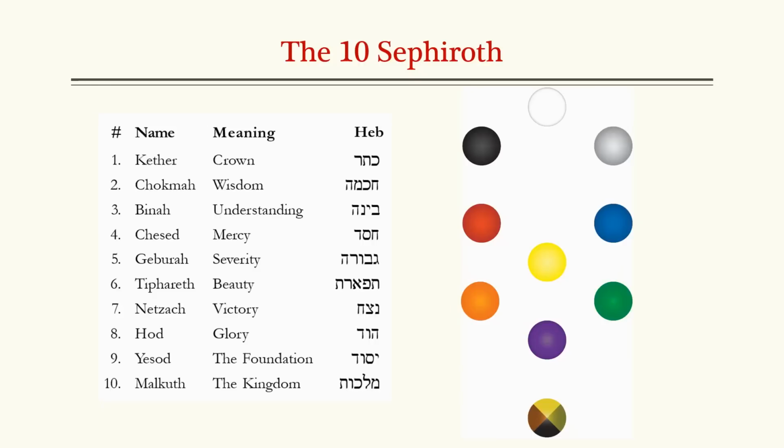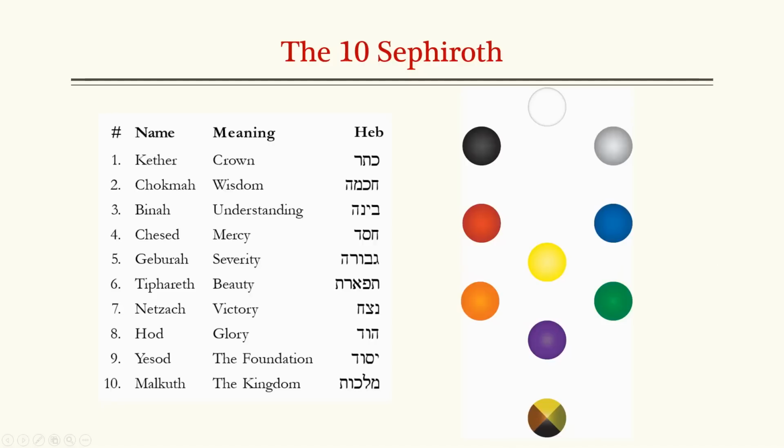On the left, you see the 10 names of those 10 spheres, going from white, Keter, the crown; gray, Chokmah, wisdom; black, Binah, understanding; Chesed, the blue one, mercy; red, Gevurah, severity; yellow, Tiferet, beauty; green, Netzach, victory; orange, Hod, glory; purple, Yesod, the foundation; and the four citrine, olive, russet, and black, Malkut, the kingdom, which borders on the Klipot, which we won't get into today.